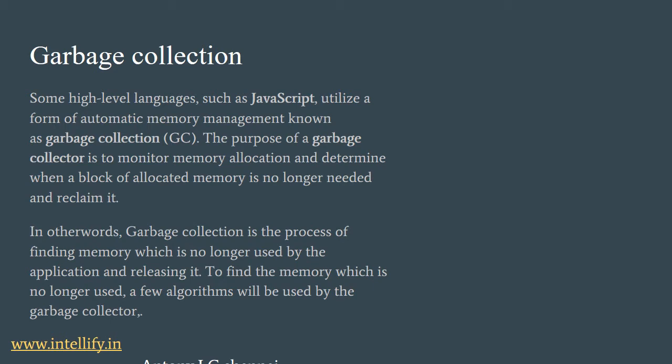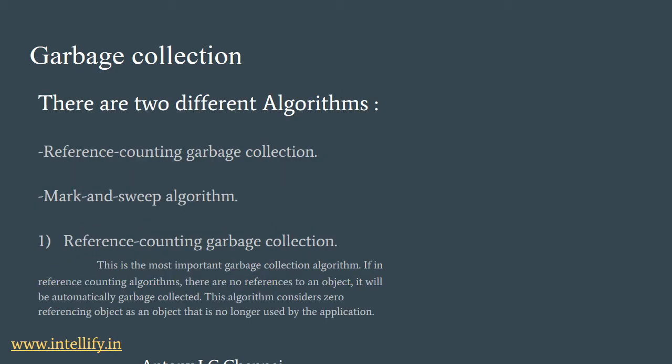Another value is considered reachable if it is reachable from a root by a reference or by a chain of references. For instance, if there is an object in a local variable and that object has a property referencing another object, that object is considered reachable, and those that it references are also reachable. There are two types of garbage collection, two different algorithms. Number one, reference counting garbage collection, and number two, the mark and sweep algorithm.